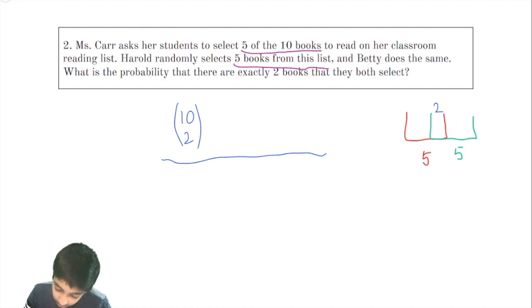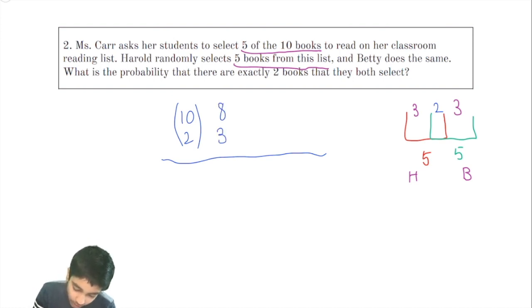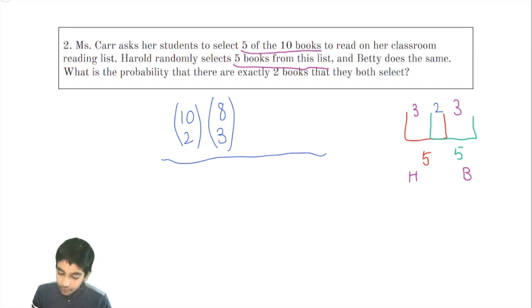But now Harold has 3 books. Now this is Harold. This is Betty. Harold has 3 books that were not part of the 2 books in common, and Betty also has 3 books that are not part of the 2 books in common. Now out of the 8 remaining books, we choose 3 of them such that only Harold has them. And then for Betty, out of the remaining 5 books, we choose 3 of them that only Betty has. So this is the number of ways of choosing 8 books such that 2 of them are in common, and 3 of them are for only Harold, and 3 of them are for only Betty, which basically means they each have 5 books and they have 2 in common.